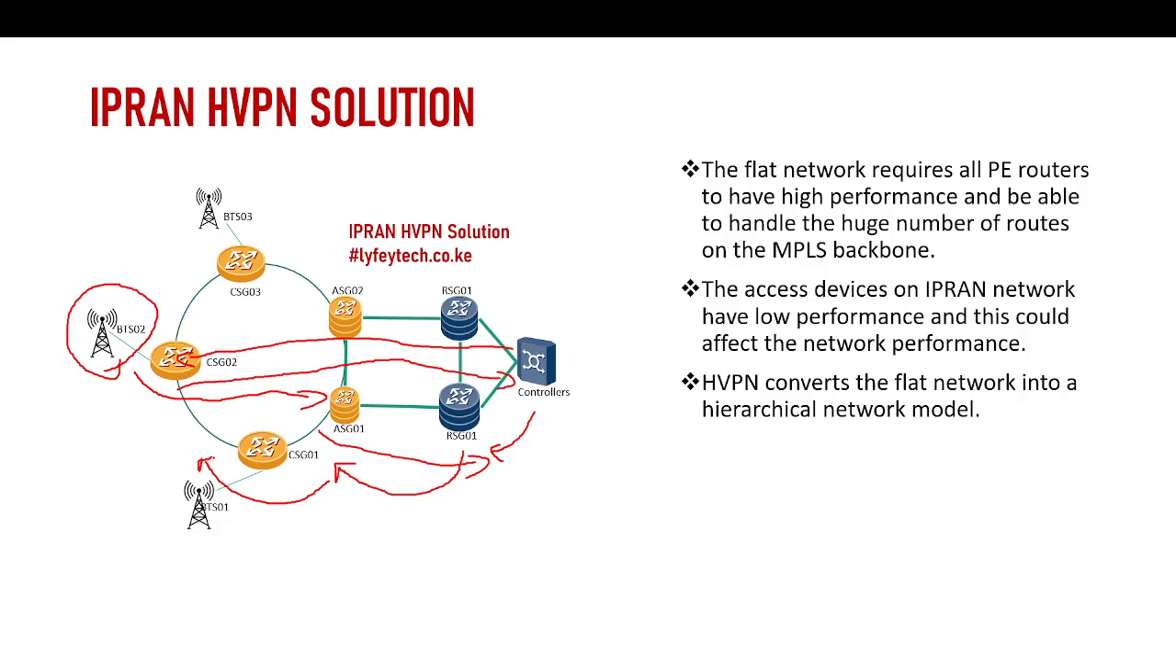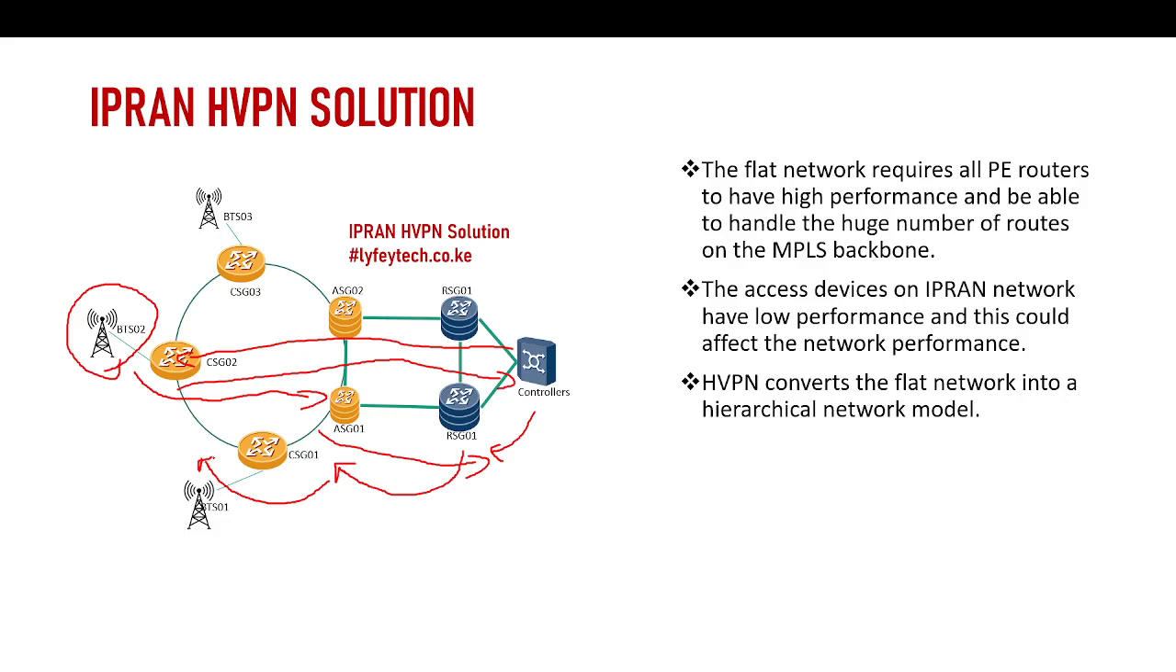It could be a Huawei switch, it could be a Nokia switch, it could be a Juniper or Cisco switch, or even the low-end devices that are deployed as access devices, and many times they don't have the required high performance to handle the many routes or to process all the routes that are exchanged on the MPLS backbone. So they end up having low performance. So you know that the access devices on an IPRAN network have low performance, and this could affect the network performance.